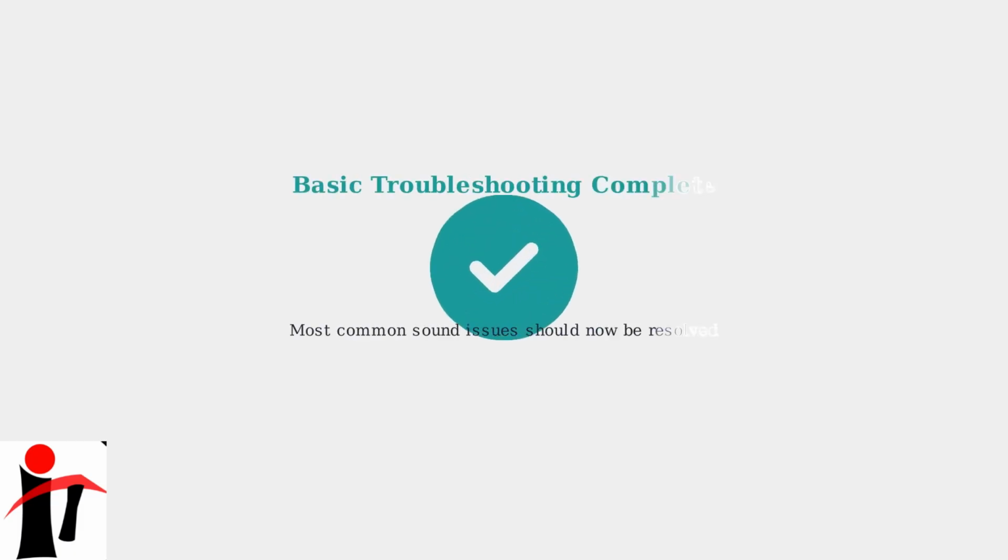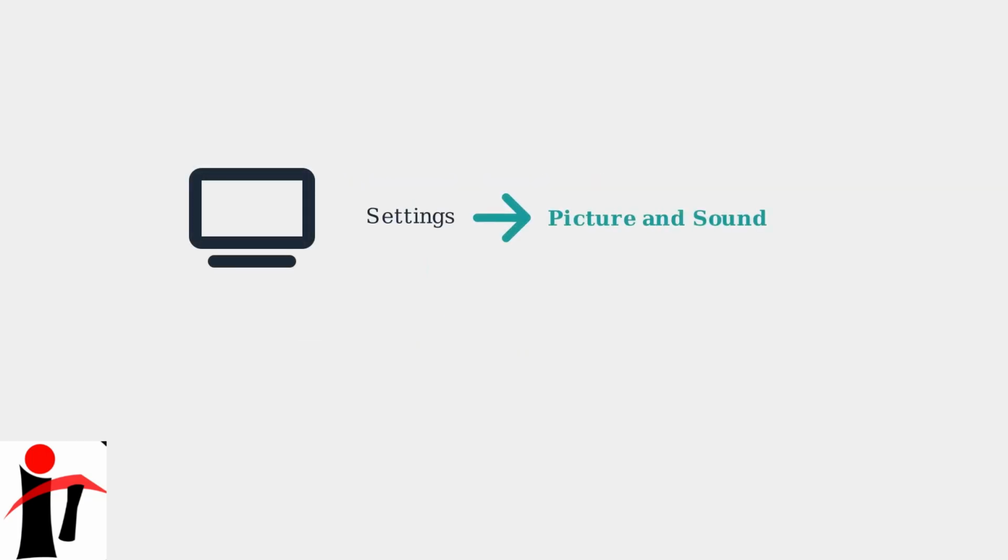These basic troubleshooting steps resolve most common sound issues, including no audio, low volume, and distorted sound. If problems persist, you may need to check advanced audio settings. When basic troubleshooting doesn't resolve your audio issues, it's time to explore advanced audio settings.